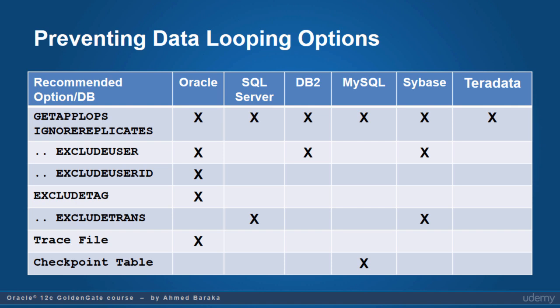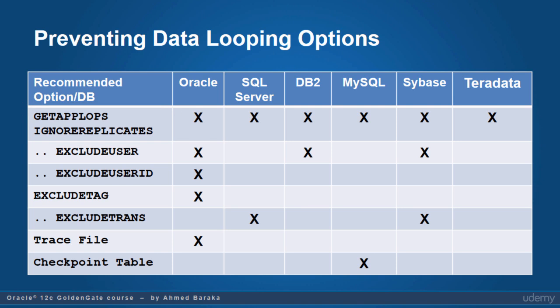As you have seen, there is a long list of options to solve the data looping problem in the bidirectional configuration. This matrix is showing you the available options in GoldenGate to prevent the data looping, and it shows you to which database platform you can use each of them. Please be aware that the first row in the table, which contains the GETAPPLOPS and IGNOREREPLICATES parameters, is not a solution option in itself. It is required for the rest of the options.